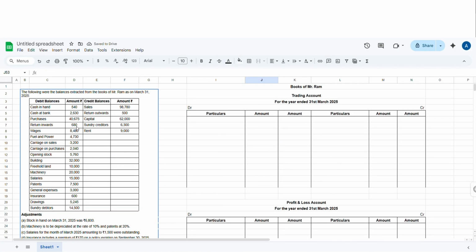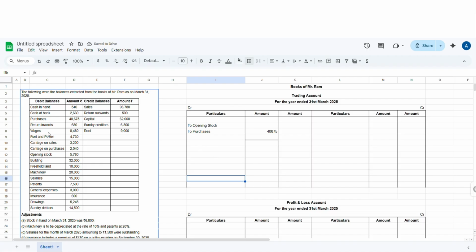Next, purchases 40,675. Purchases go to the trading account because they are directly related to the business. So trading account debit side. First we record opening stock, then to purchases 40,675.